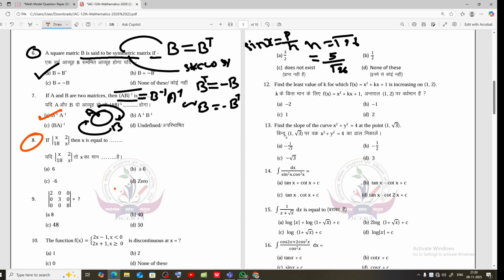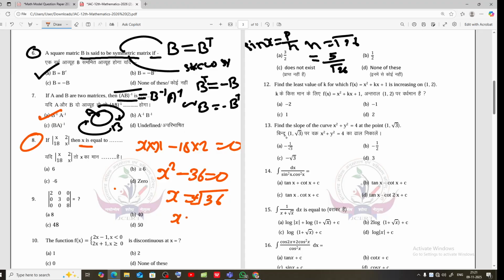Question number 8. Determinant of x, 18, x, then x equals the determinant value, that means x into x minus 18 into 2 equal to 0. That means x square minus 36 equal to 0. That will be the value x equal to under root 36, plus minus 6. That means the answer plus minus 6 is the correct answer.